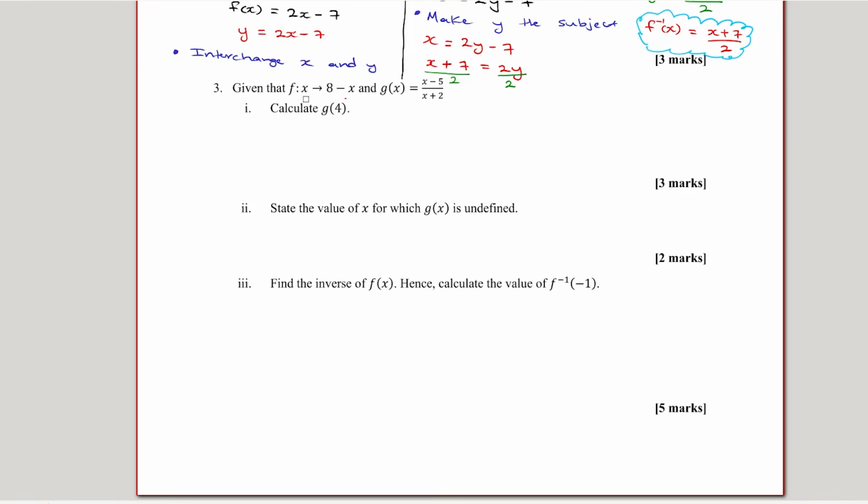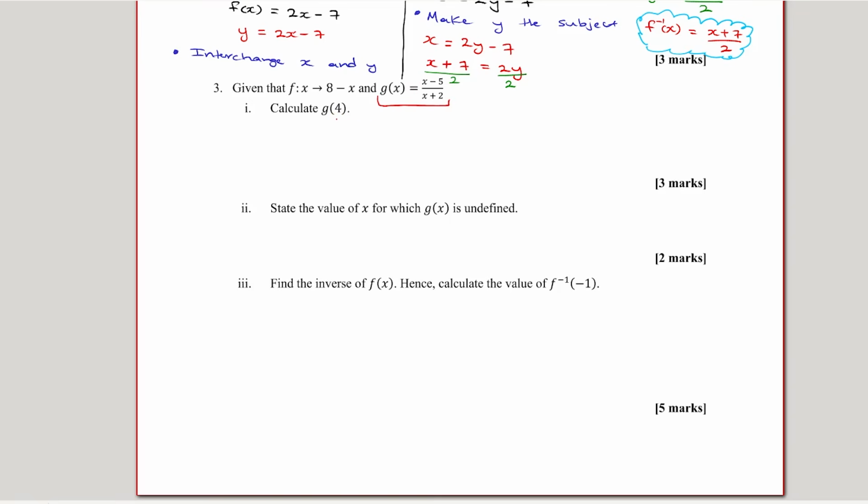And g of x is equal to x minus 5 over x plus 2. So we're given two functions, one in terms of f and the other in terms of g. So they want us to calculate g of 4. So this is the g function. And remember, if they want us to calculate a particular value of that function, all we're doing is replacing the x values with whatever number they want us to use.